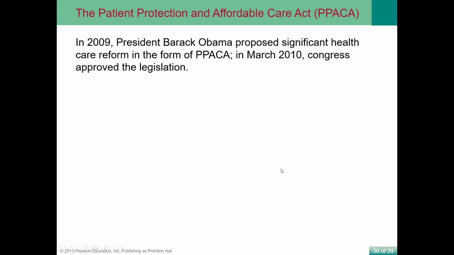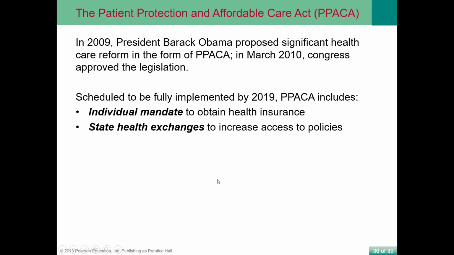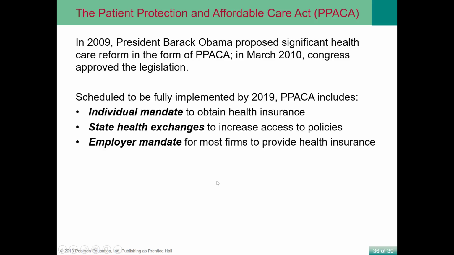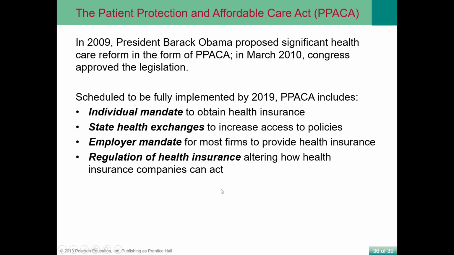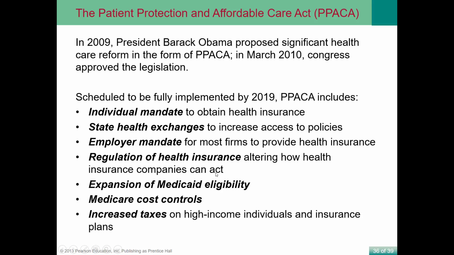In 2009, Barack Obama proposed significant health changes in the PPACA, the Affordable Care Act. In March 2010, Congress approved this. Scheduled to be fully implemented by 2019, it included an individual mandate, so we are mandated to buy health insurance; state health exchanges, which we'll talk about, to increase access to policies; an employer mandate for most firms to provide health insurance; regulation of health insurance, altering how health insurance companies can act; the expansion of Medicaid eligibility and Medicare cost controls; and increased taxes on high-income individuals and insurance plans.